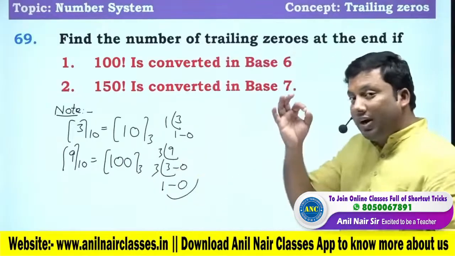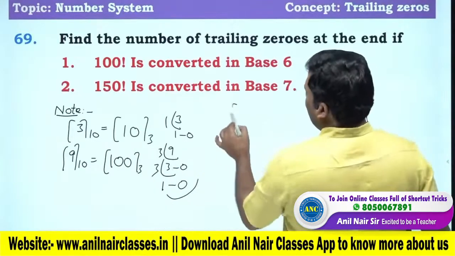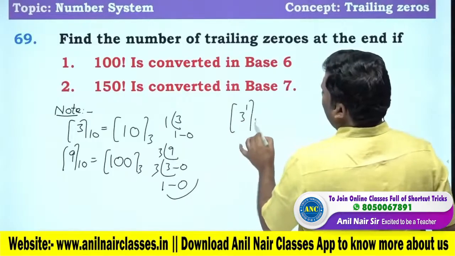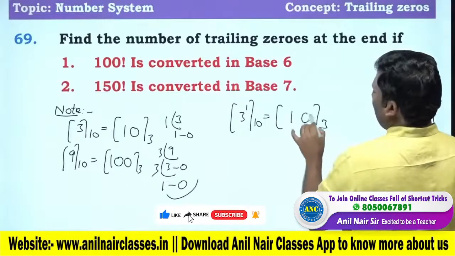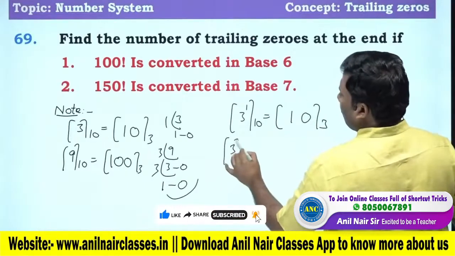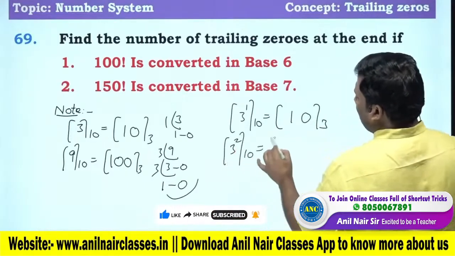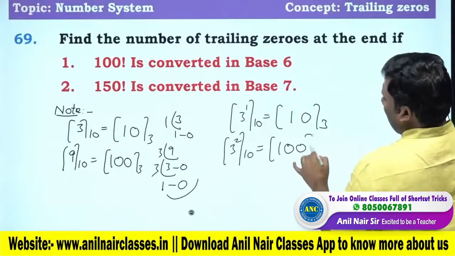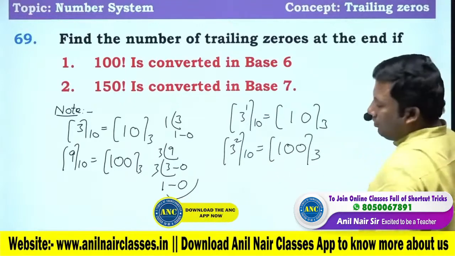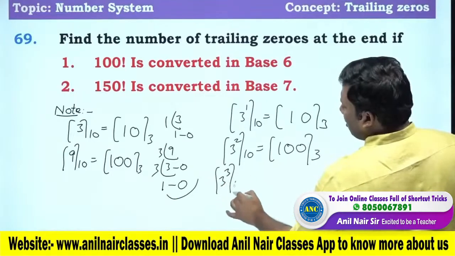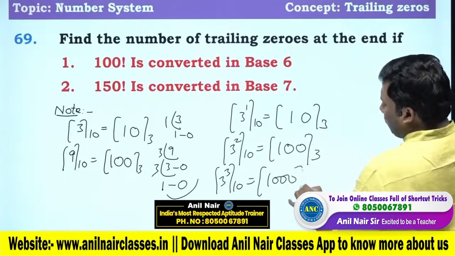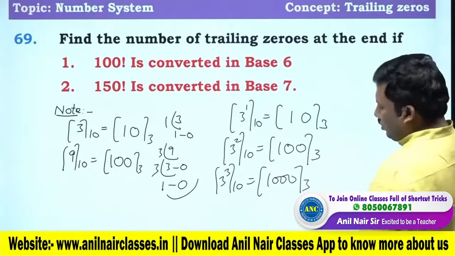Listen carefully to this interesting point, sir. 3 power 1 in base system 10, in base system 3, it is 1 0. 3 square in base system 10, in base system 3, it is 1 0 0. 3 power 3 in base system 10, in base system 3, it is 1 followed by 3 zeros.